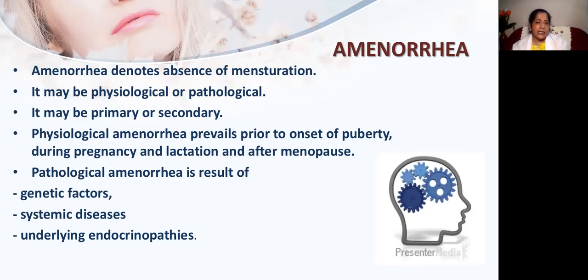Physiological amenorrhea prevails prior to the onset of puberty, during puberty, during pregnancy and lactation, and after menopause. So these are the four stages in which physiological amenorrhea is there. Pathological amenorrhea may be a result of many conditions. It could be because of genetic factors, systemic diseases, or some underlying endocrine factors.